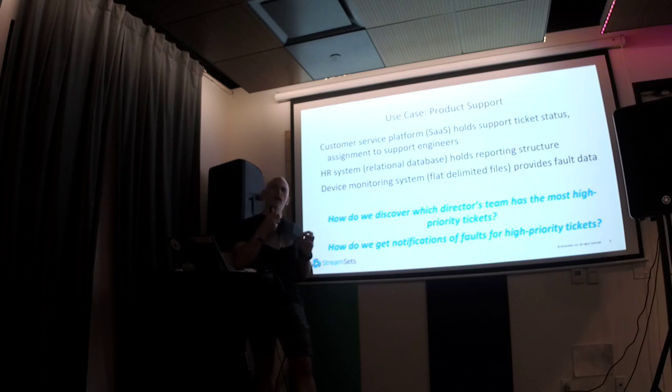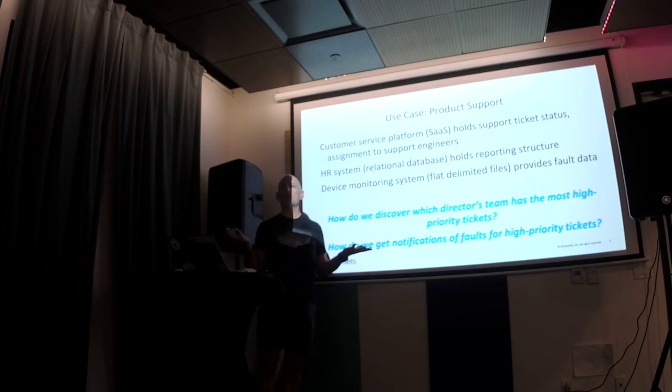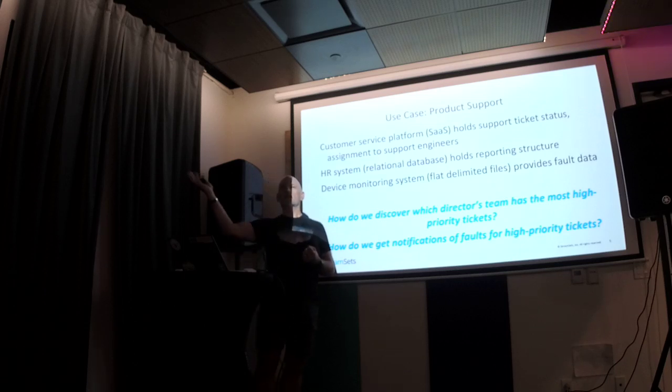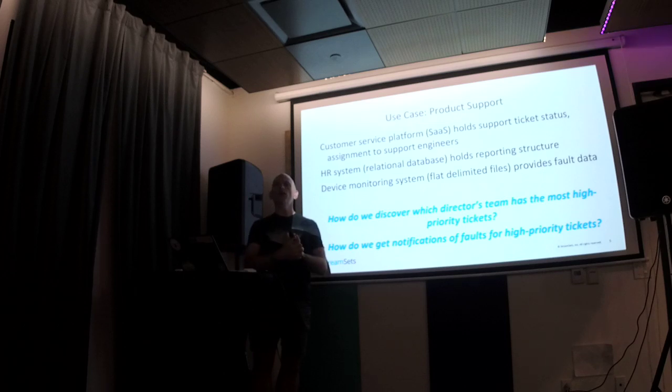This is kind of an MDM use case, a master data management use case. The authoritative source for different kinds of data tends to be in different places in the enterprise. So our customer support platform might be a SaaS system, like Zendesk or Salesforce. Our HR system might be based around an on-premise relational database. These different stores hold different kinds of data. The cloud SaaS support system holds the status of support tickets and which engineer they're assigned to. The HR system stores the reporting structure, so which engineers roll up to which managers and directors.